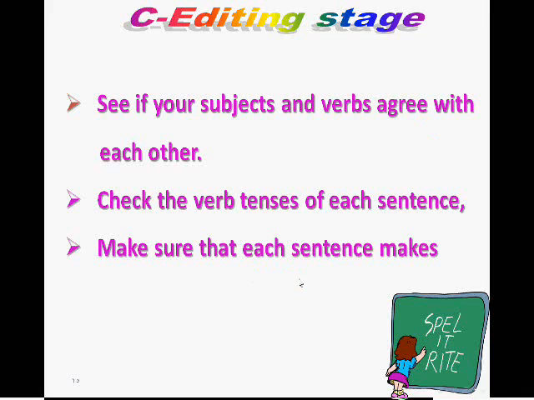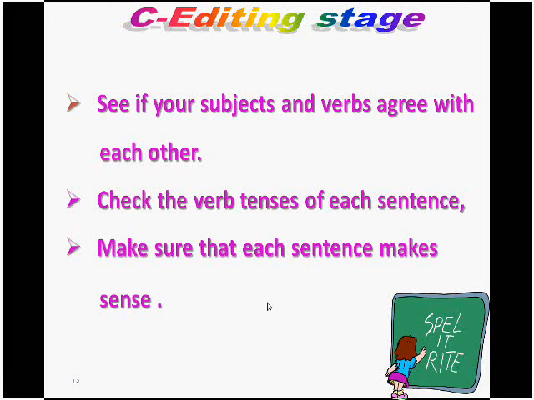Also, make sure that each sentence makes sense, so that when you write a sentence, you can understand something from it. And each sentence builds on the one before it. This is very important. So these are the things you try to check for yourself when you read your essay.